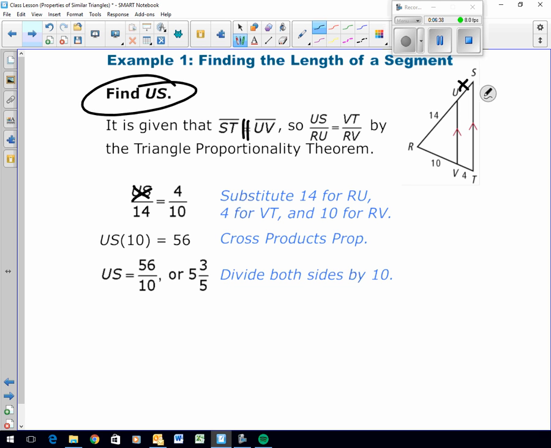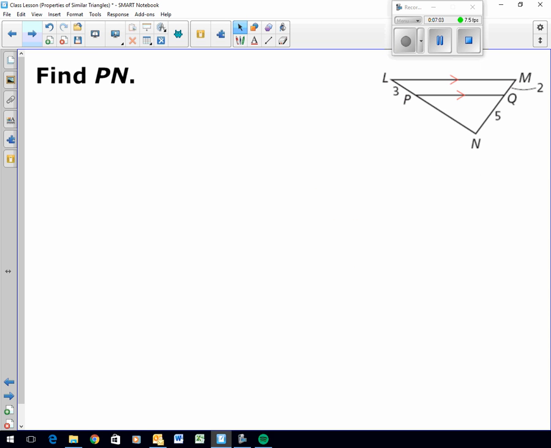Cross multiply, I get 10x equals 56, because 4 times 14 is 56. Divide both sides by 10. They put this in fraction form, 5 and 3/5. It would be the same thing as 5.6. I'd rather you do it that way, easier on everybody. Let's try and do this one. Write down this example, try and work it out on your own. There's 3 that work.